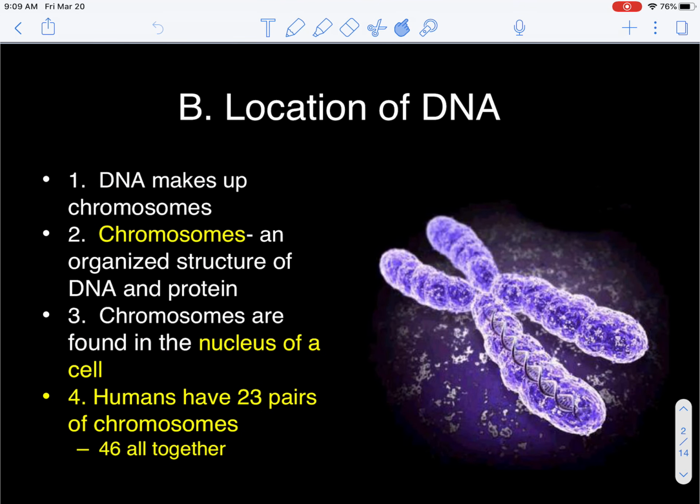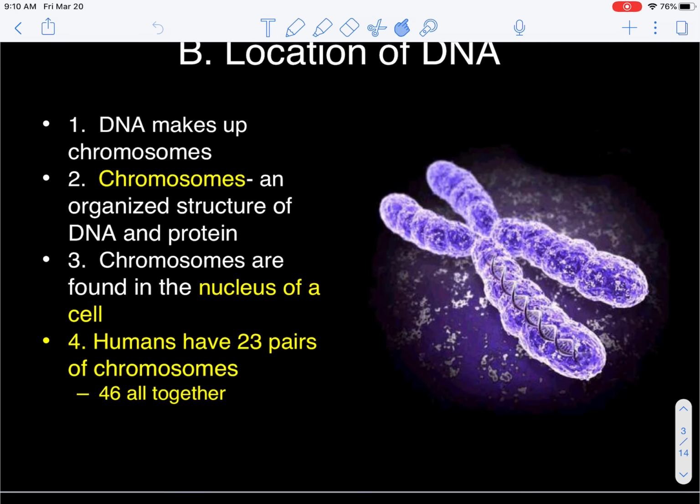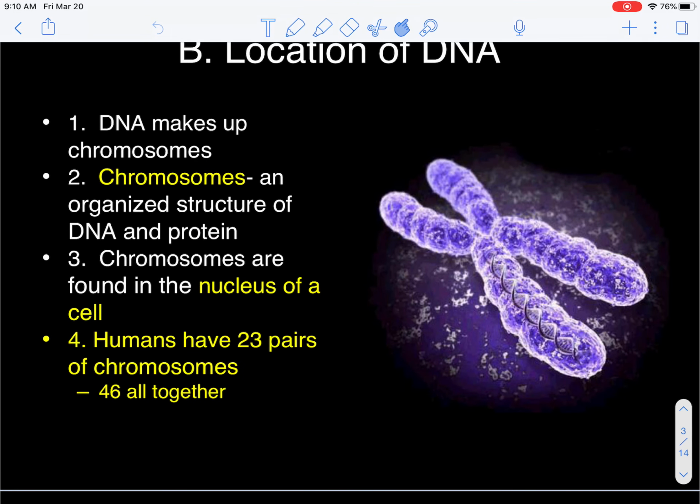So the location of DNA makes up chromosomes, and chromosomes are an organized structure of DNA and protein. Chromosomes are found in the nucleus of a cell. Humans have 23 pairs and 46 in total, meaning that you get 23 from mom, 23 from dad, and that gives you 46. We're going to talk more about what makes you who you are when we discuss genetics.